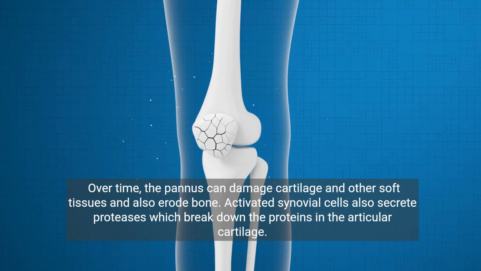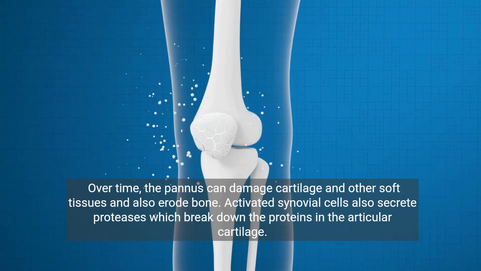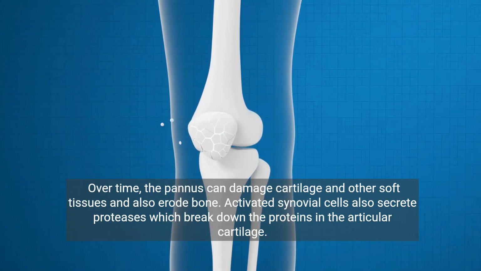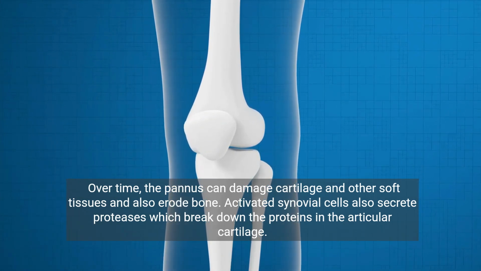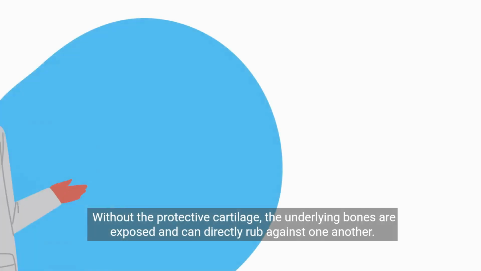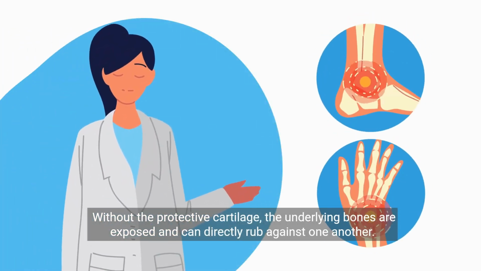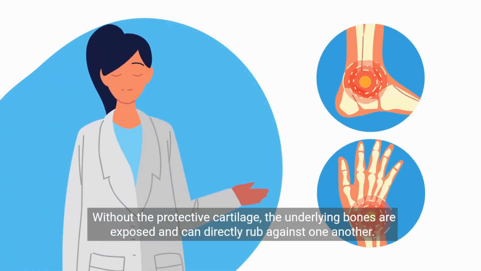Over time, the pannus can damage cartilage and other soft tissues and also erode bone. Activated synovial cells also secrete proteases, which break down the proteins in the articular cartilage. Without the protective cartilage, the underlying bones are exposed and can directly rub against one another.